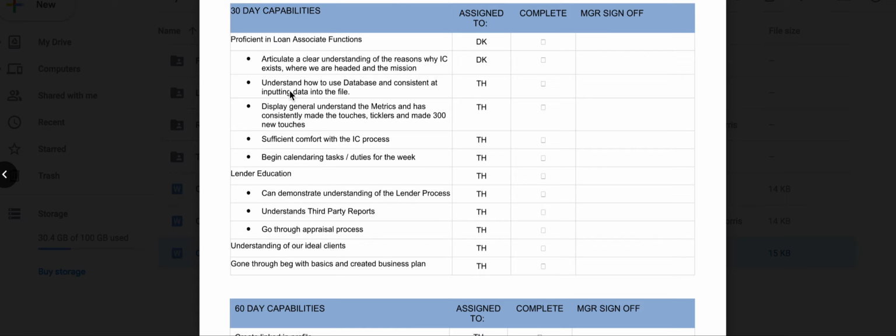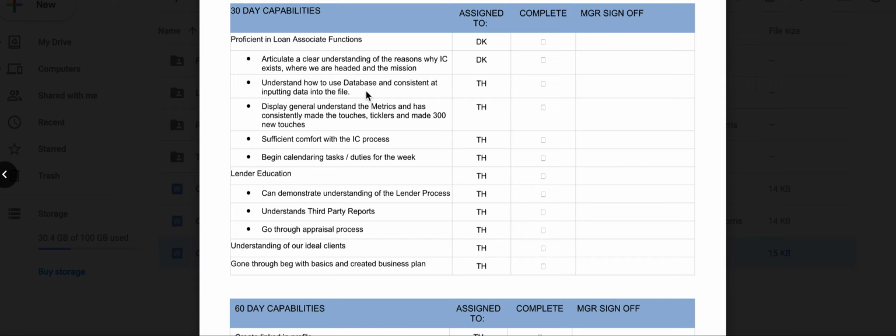Secondly, we'll understand how to use the database. We use Salesforce presently, that could change, and consistent at inputting data into the file. So we need to see that you're able to utilize that in the database and that you can consistently log things into the database as we go along.